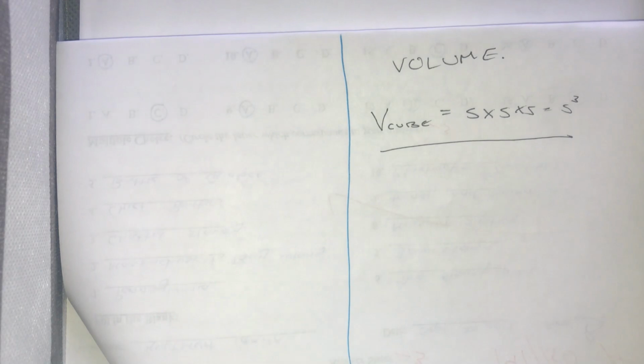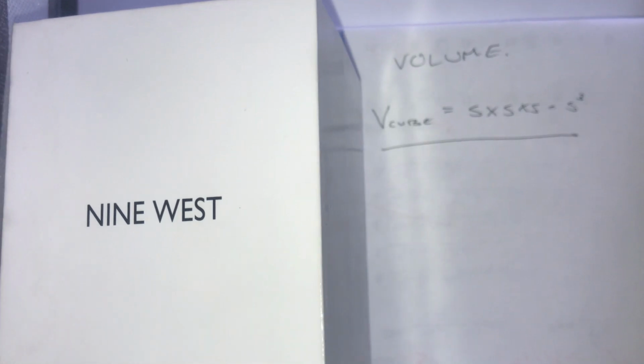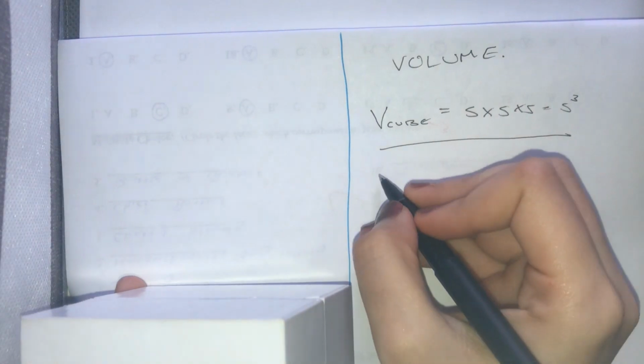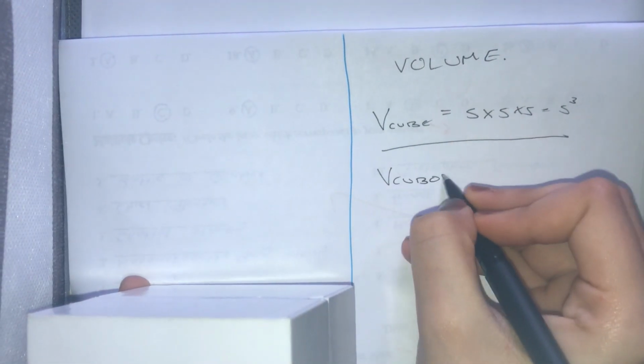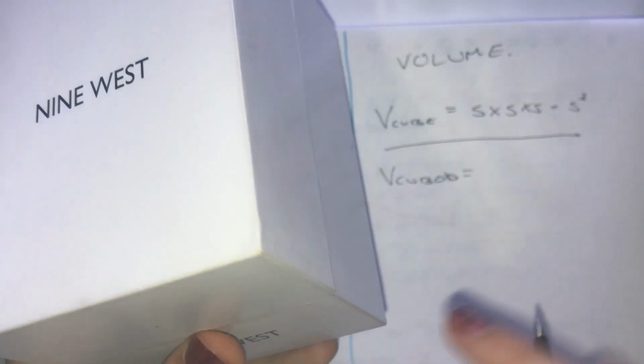Then we go to cuboids. So cuboids are basically 3D rectangles. So it has length, width, and height. This is a watch box, a really old watch box, so just bear with it. But length, width, and height. So the volume of a cuboid is found by multiplying length times width times height.